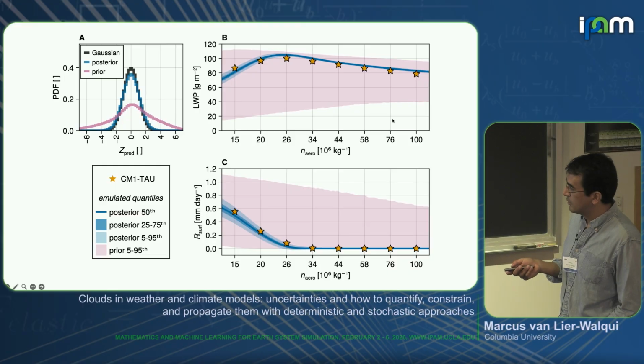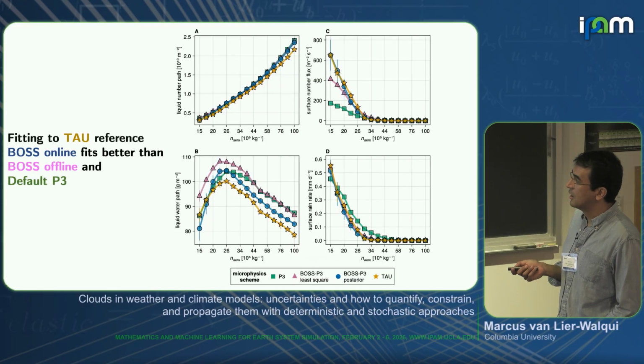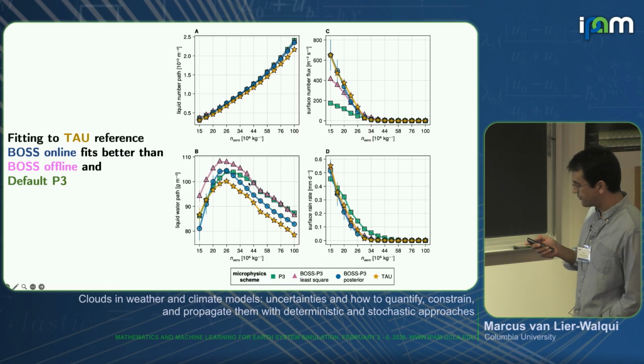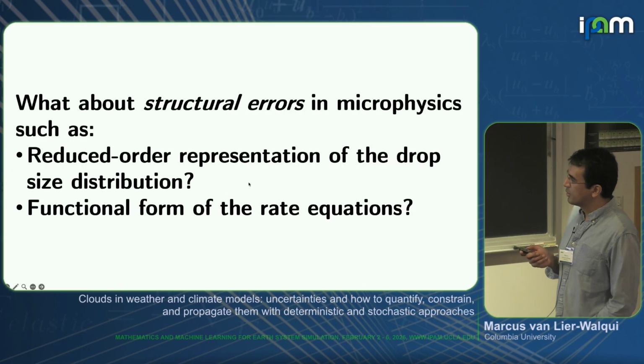The rain rate is also pretty well matched. This is again saying that the online fits, which are these blue lines, fit a lot better to our target, which is these yellow lines, than either the prior or our default scheme. The default scheme is P3 in this case, which is the green line. All right, more plots that show that.